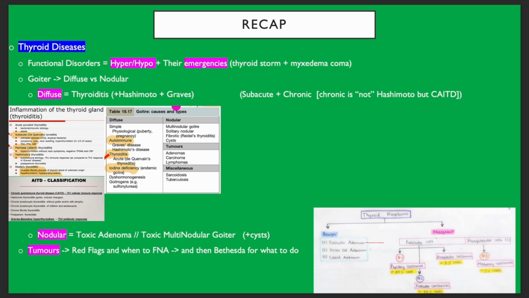So the way you should study it, I think this is the best way to walk through thyroid. Do your hypo, emergencies, then go to your goiters, do your thyroiditis for the diffuse and the subacute, and then move on to the nodules, do your toxics and the cysts, and then finally finish with the tumors.